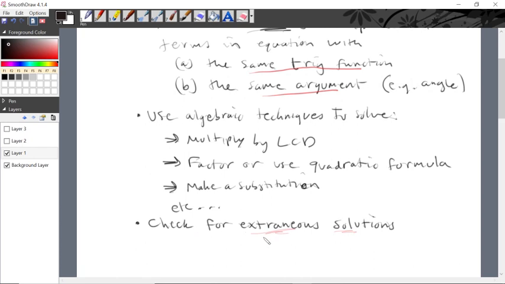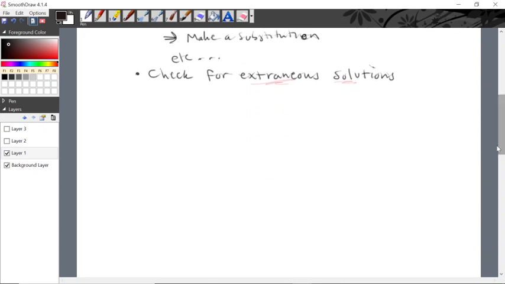Okay, so that happens for a variety of reasons. The main thing that we can do to protect against extraneous solutions is simply check the answers. Even if the work is done correctly, we still want to plug the answers back into the original equation to see if it's correct. All right, let's just jump into some examples right now.